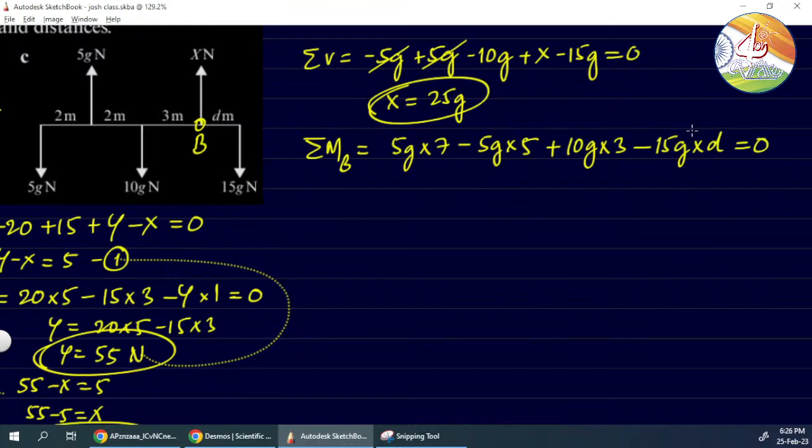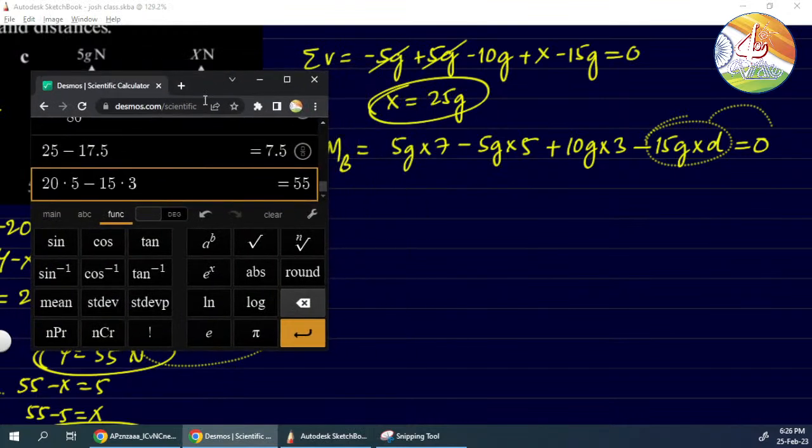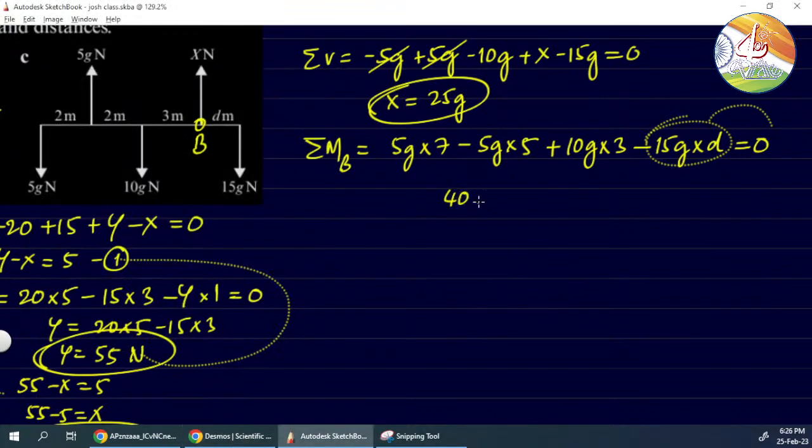So this term is sent to the other side. On this side we get 5 into 7 minus 5 into 5 plus 10 into 3. I'm not taking the values of g because g will anyway come out common and it will cancel. So 40g on this side. On the other side, minus becomes plus 15gd. So g will get cancelled. d will be 40 by 15. 5 8s are 40. So 8 by 3, or 2.67.